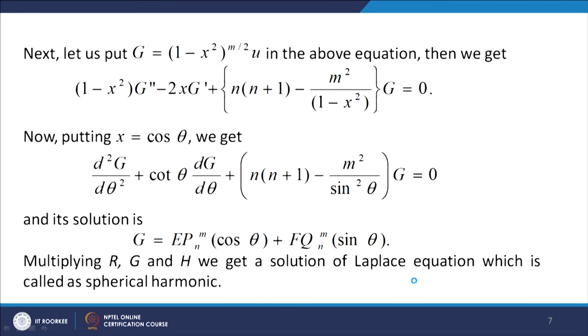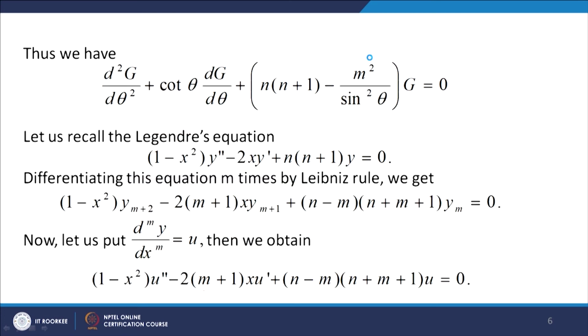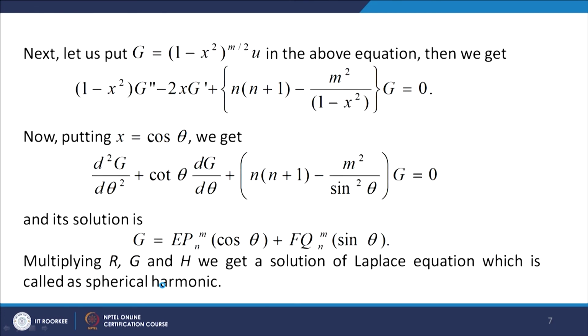Next, let us put g equal to 1 minus x square to the power m by 2 u in the above equation. So, we change from u to g, okay, by making this substitution in the above equation. Then we get 1 minus x square, d square g over dx square minus 2x dg over dx plus n into n plus 1 minus m square upon 1 minus x square into g equal to 0. Now, we put x equal to cos theta.